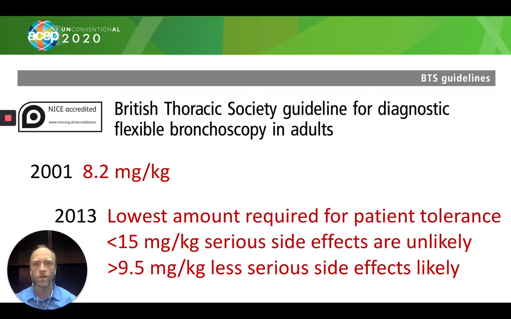In 2001, the British Thoracic Society recommended an upper limit of 8.2 milligrams per kilogram for topical use during bronchoscopy. In the latest version of those guidelines in 2013, they refrained from making a clear recommendation. However, after reviewing that document, the previous recommendation remains reasonable. The 2013 version made the recommendation more general, stating that the lowest amount that is required for patient tolerance should be used, adding that serious side effects are unlikely to occur if one stays under 15 milligrams per kilogram, but that less serious side effects are likely to occur in patients at levels over 9.5 milligrams per kilogram.